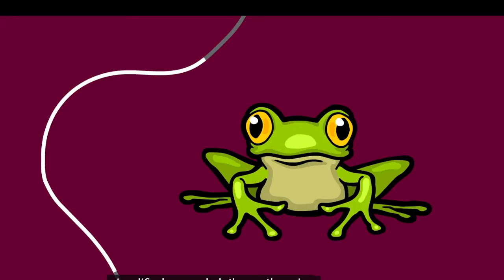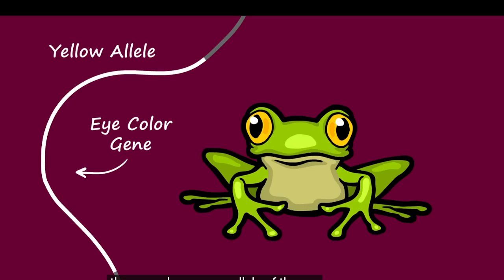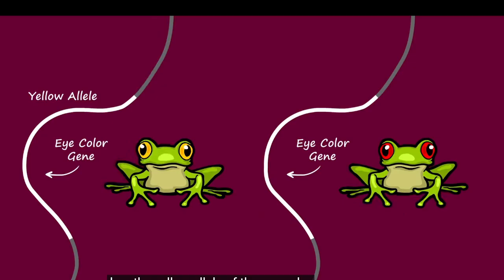Let's say there is a gene in a species of frog that codes for the frog's eye color. We will call it the eye color gene. No need to get too creative here. This frog has a version of the eye color gene, an allele of the eye color gene, that codes for yellow eyes. He has the yellow allele of the eye color gene. His buddy here has a different allele, a different version of the eye color gene. He has the red allele of the eye color gene.